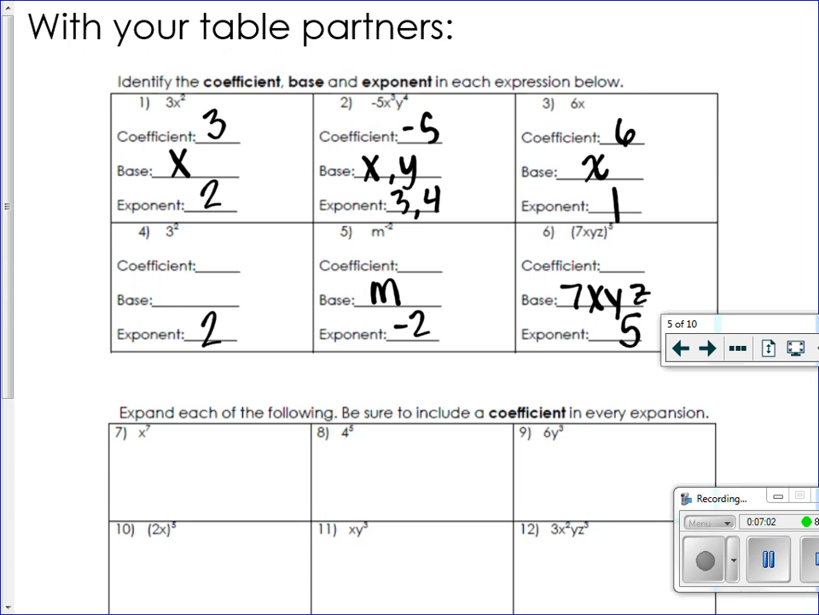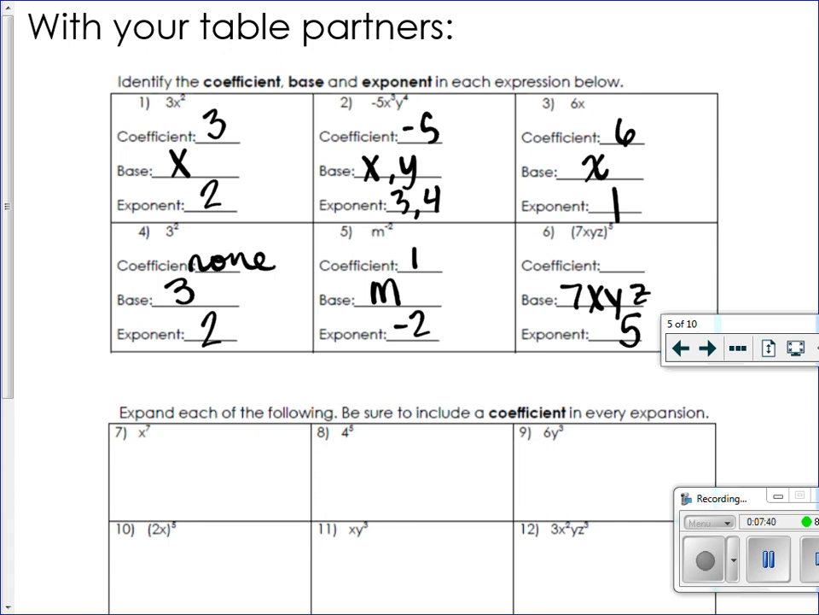For number 4, what's the coefficient? 1. What makes something a coefficient? It's in front of a variable. Is there a number in front of a variable? So that means there's none. And your base is 3. What about number 5? What's the coefficient? No coefficient either. We just talked about it. 1. If there's a variable, if there's not something in front, it's really just a 1 right out there.